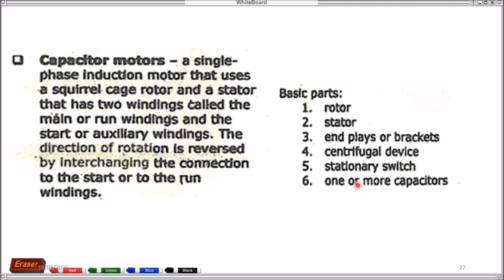So yung ating capacitor motor, it has two types of winding. So the first winding is called the main or running winding, and the other one is the start or auxiliary winding. So usually the auxiliary or start winding is the winding that is used during the start of the motor. Then depending on the condition, the centrifugal device or switch will kick in, thereby disconnecting, no? Disconnect po yung starting winding para ang tumakbo na lang is yung main or running winding or run winding.